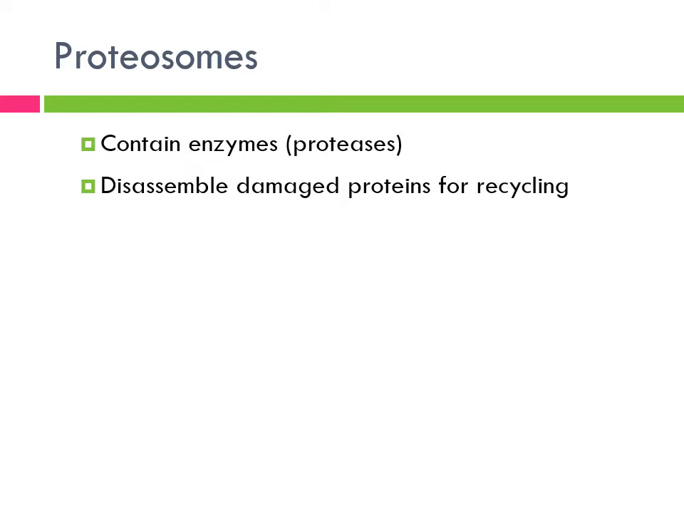Proteasomes contain enzymes, which are proteases. They are proteolytic enzymes, which means that they are used to break down proteins. And so that's their function, to disassemble damaged proteins, and then proteins get broken down into individual amino acids, and amino acids can be recycled and then used to assemble new proteins. So our proteasomes contain proteolytic enzymes or proteases, which disassemble damaged proteins for recycling.